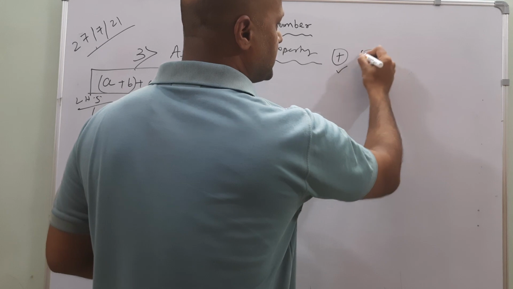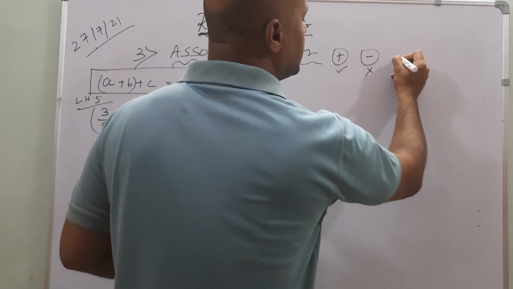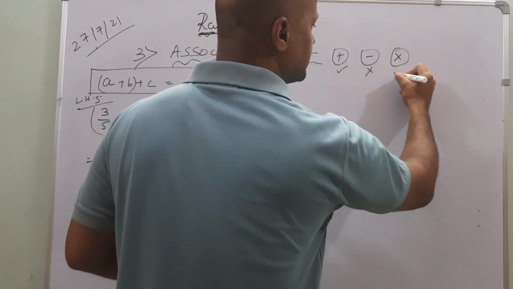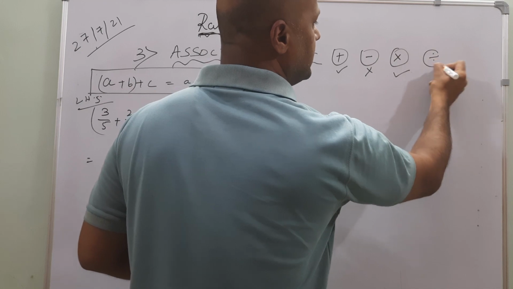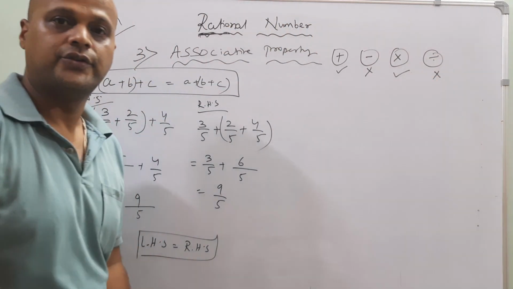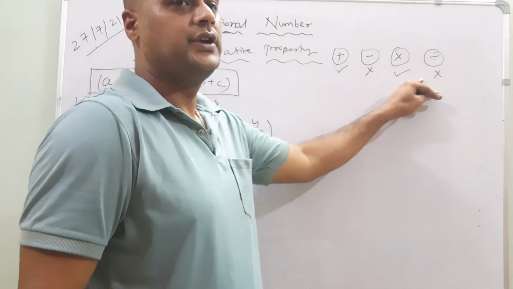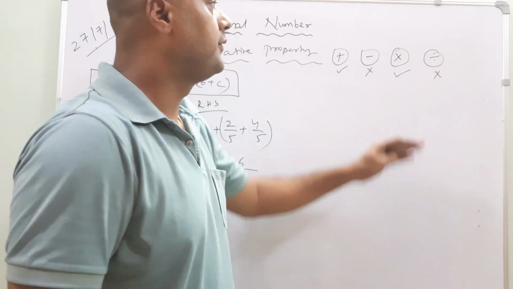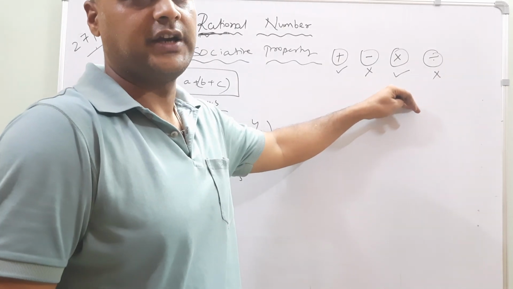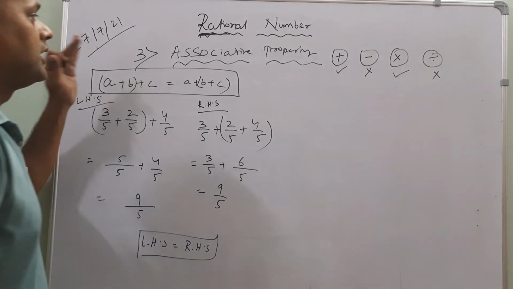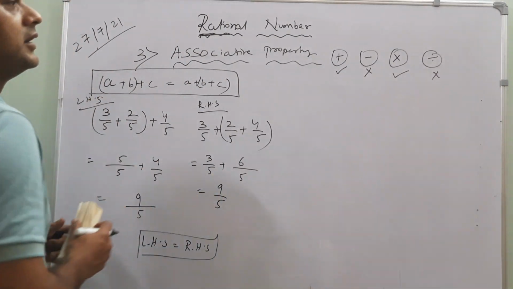In case of minus, it does not follow. In case of multiplication, it follows. In case of division, it does not follow. Okay? You just try it at home. If you have any doubt, you can ask me. Okay? Now come to the last property of the rational numbers.